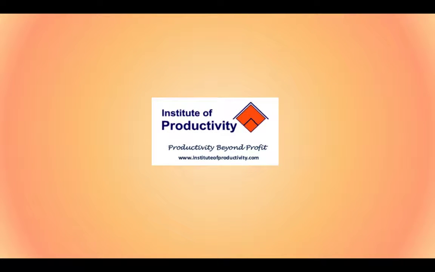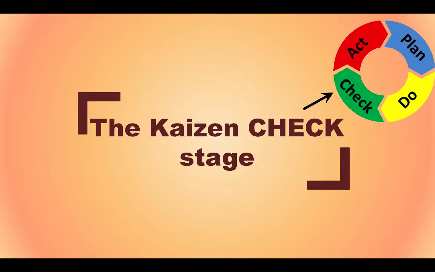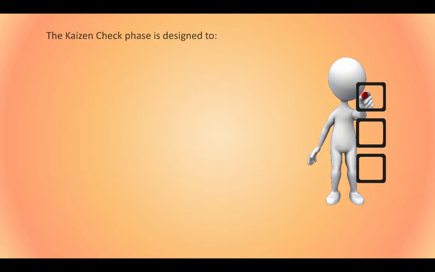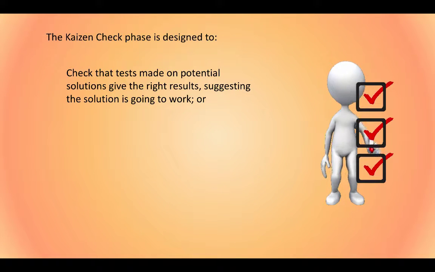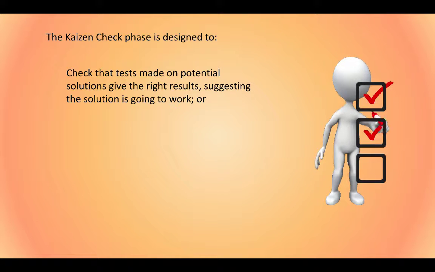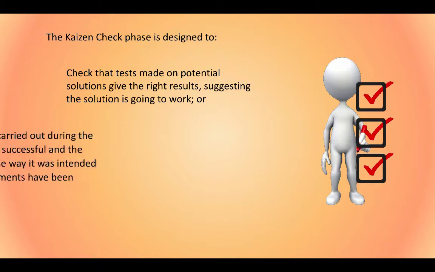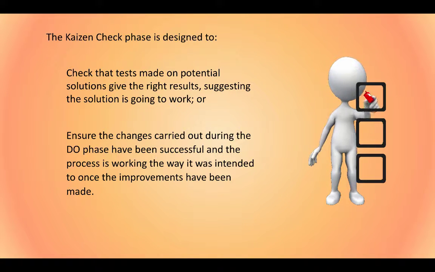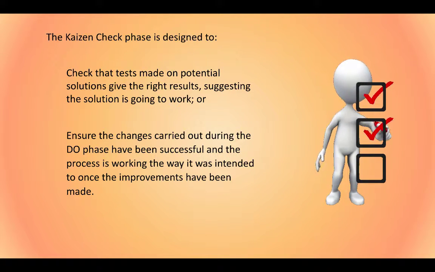Once we have implemented our solution, we have completed all of the do phase of our Kaizen project, and we move on to the check stage of the project. The check phase is designed to either check that tests made on potential solutions give the right results, suggesting the solution is going to work, or ensure the changes carried out during the do phase have been successful and the process is working the way it was intended to once the improvements have been made.